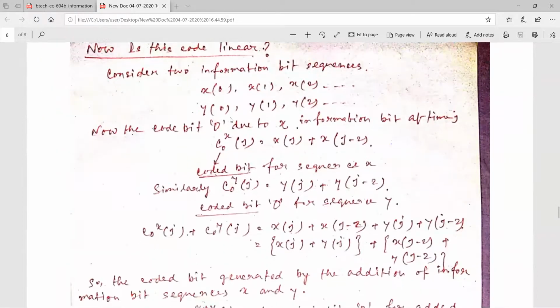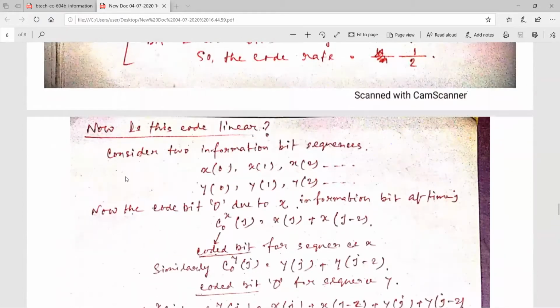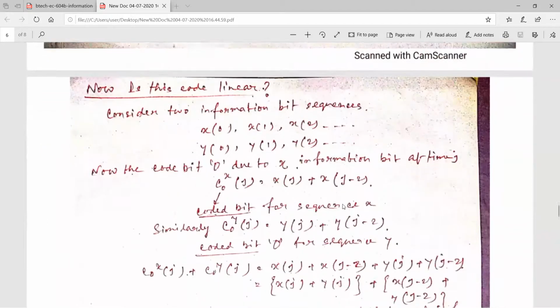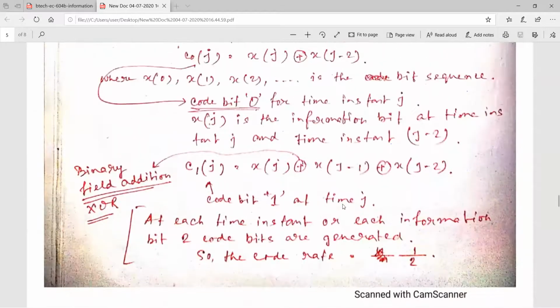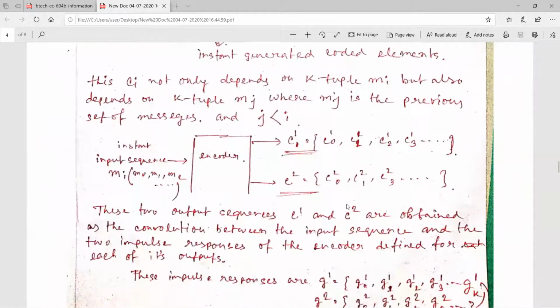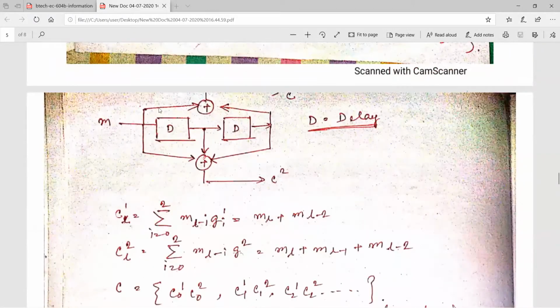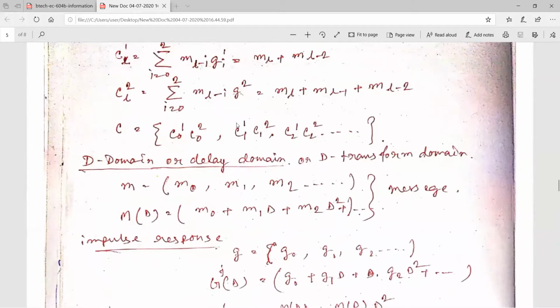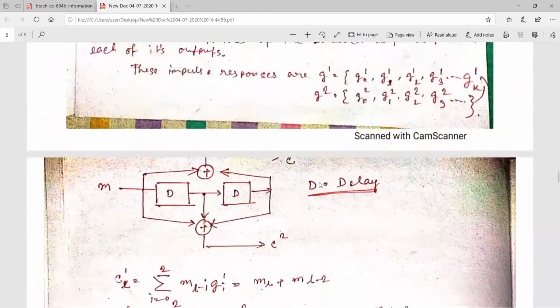This is basically not needed for your examination. It's for your knowledge only. We will discuss this structure and these derivations later. The delay domain, actually this is the D domain or delay domain. How it works, we will discuss later.